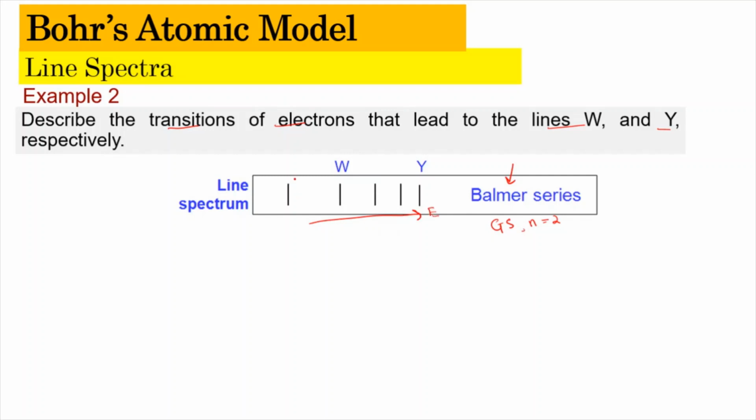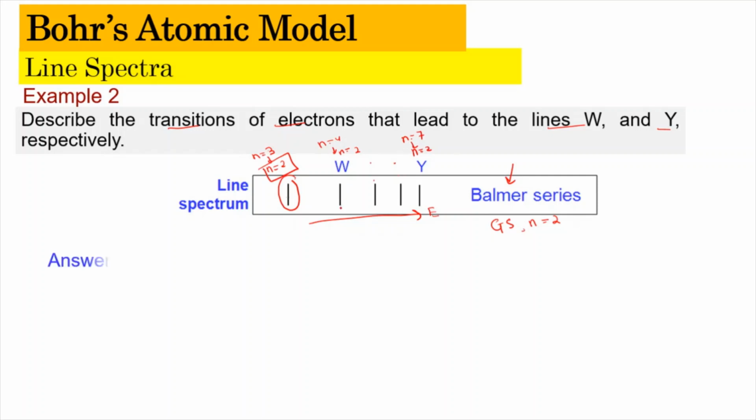And as mentioned, when the gap gets closer and closer, you know that the energy increases here. And this is going to be your first transition. So the first transition here must be 3 into 2, because we are in Balmer. For W, we can say that it's going to be n equal to 4 to n equal to 2. Here 5 to 2, 6 to 2, and Y is n equal to 7 to n equal to 2.